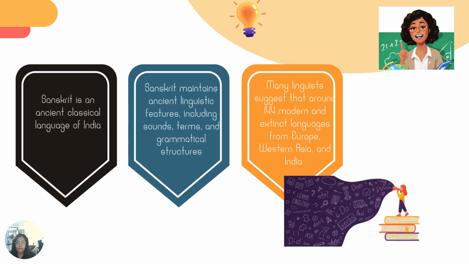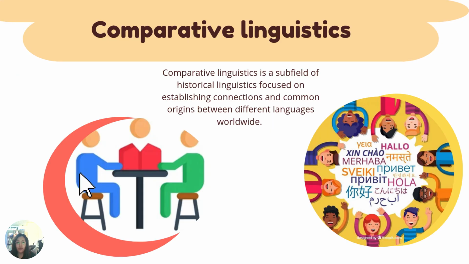Around 144 modern and extinct languages from Europe, Western Asia, and India developed from this ancestral language, preserving related vocabulary such as numbers, kinship names, and even pronouns.